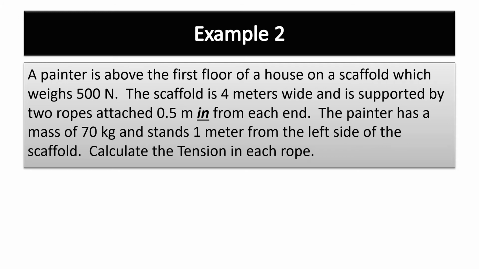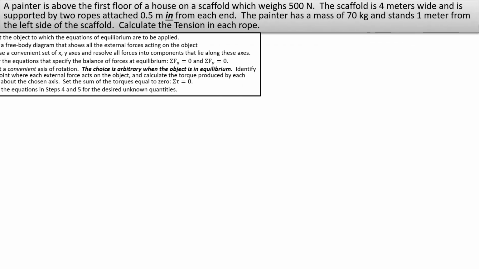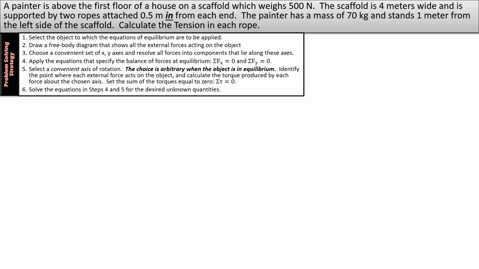So the ropes are the things that are supporting it. The tension is the force along the rope. And there's 2 tensions here. So again, 2 unknowns. We definitely have to use at least 2 equations for those 2 unknowns. If you'd like, you could pause the video and try this out on your own.